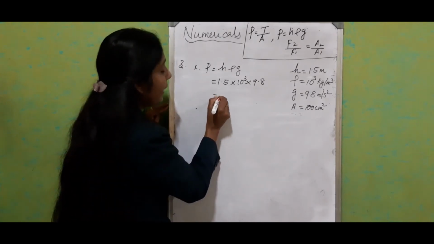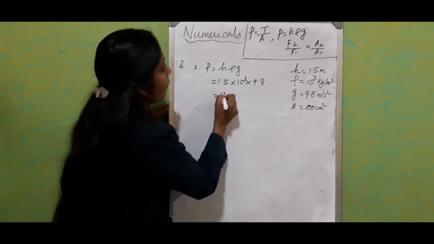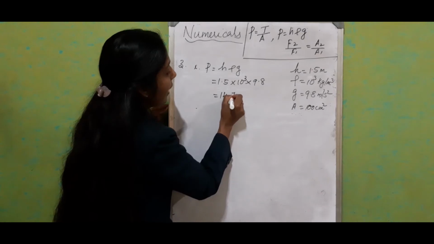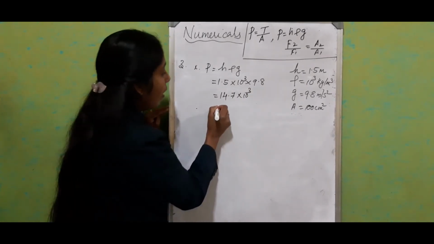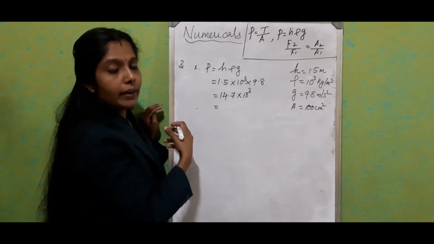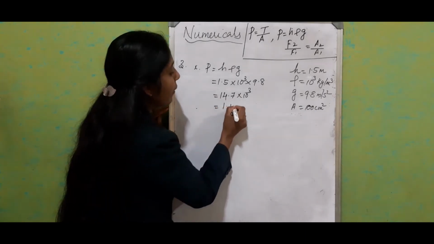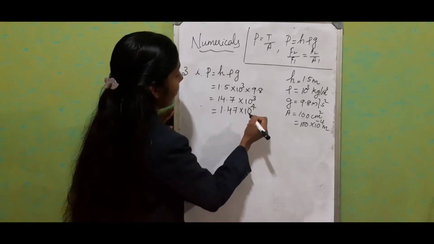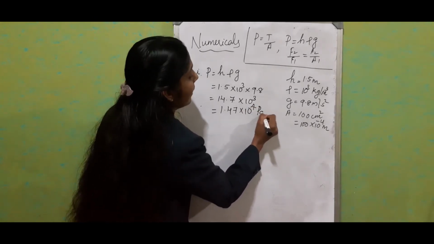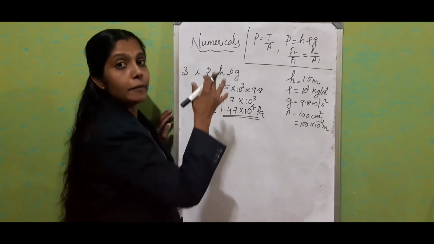When we solve it, we will get 14.7 into 10 to the power 3. Or if we write it for one decimal point, we can write it as 1.47 into 10 to the power 4 Pascal. Okay, so we found the first section.